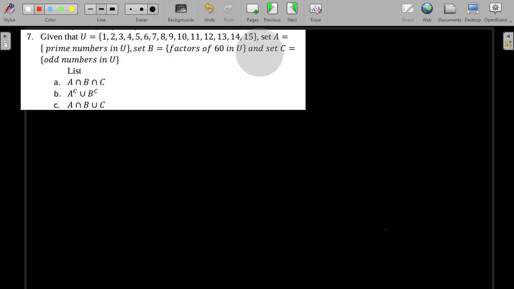So here it means you also have to know the meaning of prime numbers, factors of a certain number, and odd numbers. So what are prime numbers? I just write Pn. Prime numbers are numbers that are only divisible by themselves and one. So meaning prime numbers are numbers that only have two factors.